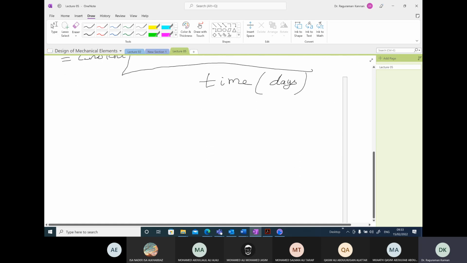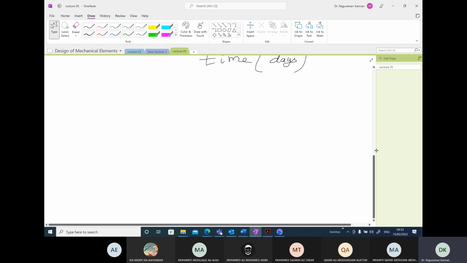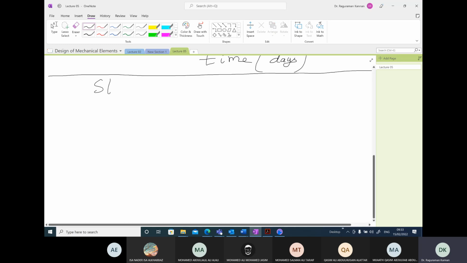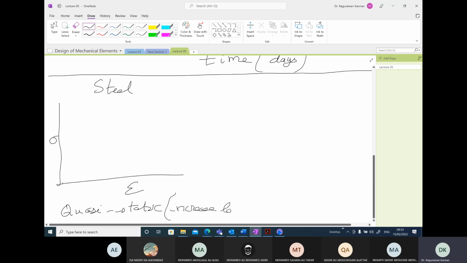Let's go down here. In case of steel, we had the stress strain diagram in a tensile test where we increase the load quasi-statically. What is quasi-static? We increase the load slowly, slow enough. If you increase the load very fast, then you will get a different stress strain diagram.